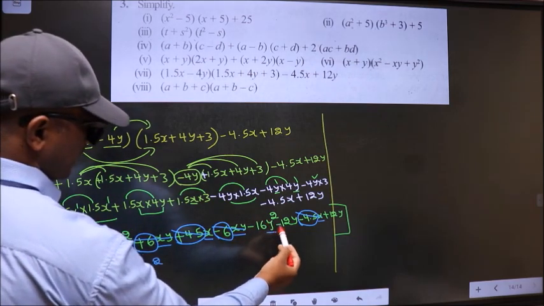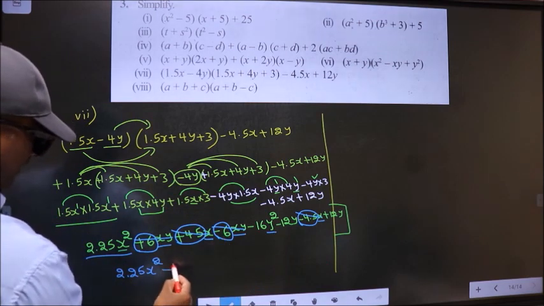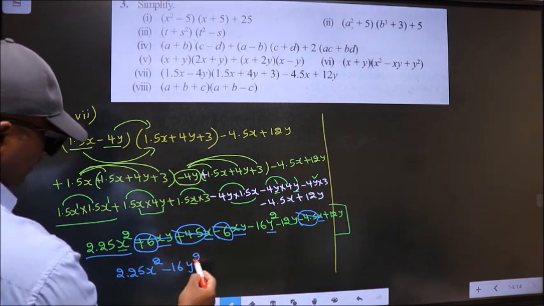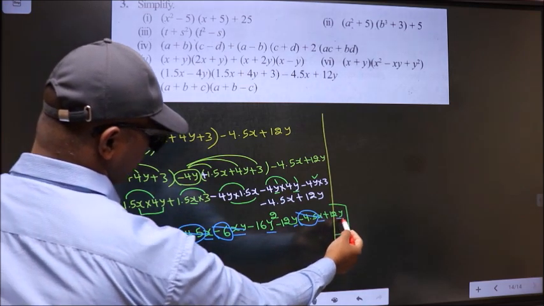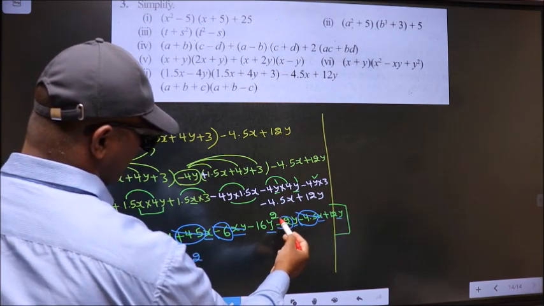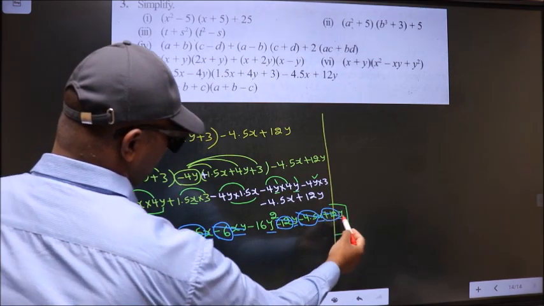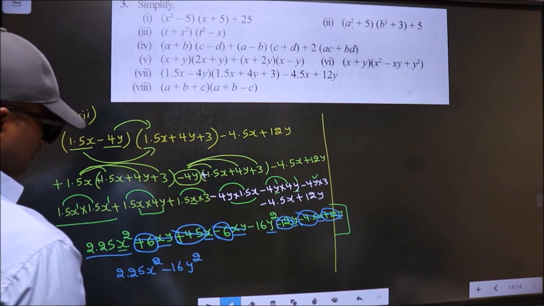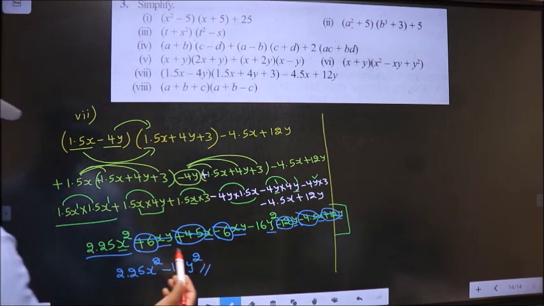Next term y square. Do we have y square term here? No. So this as it is you write. Next term y. Here also y. Before y it is minus 12 and here it is plus 12. So minus 12y plus 12y cancel out. No more terms are left out. So this is our answer.